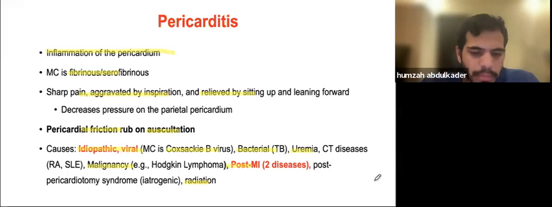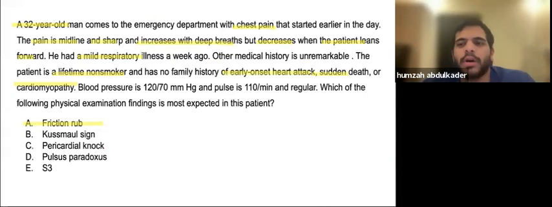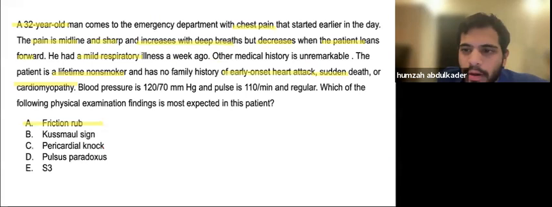Anyone? What about D? Okay. D, pulsus paradoxus. Now, does anyone know what pulsus paradoxus is? I think I had a slide on this. I think I removed it. Wait, let me see if I can find it. Yeah, okay. So pulsus paradoxus is actually associated with cardiac tamponade, not with pericarditis.